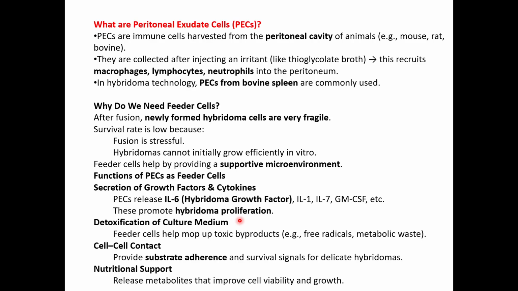Next is peritoneal exudate cells. So PECs are immune cells which are harvested from the peritoneal cavity.